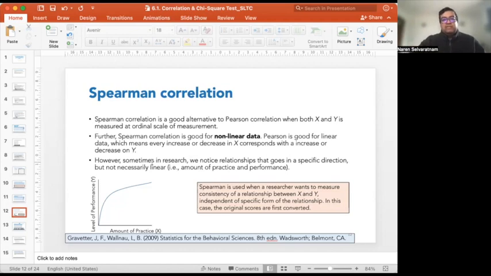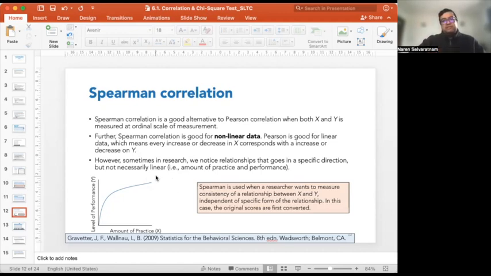Now, for example, consider this. Here we have amount of practice and level of performance. Amount of study and grade might have a linear relationship, but amount of practice and level of performance might not. Let's say you are a cricketer. You go to an academy and start to practice, and suddenly you notice a peak in your performance. But after a particular amount, your performance plateaus. There's still a slight increment, but after some time, it would plateau.